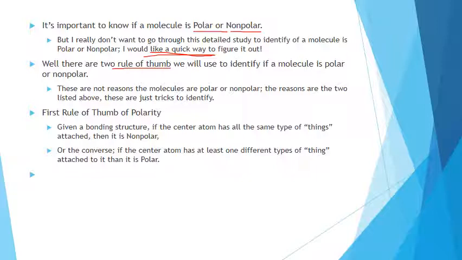All right. So we're going to have two rules of thumb here. These are not reasons, or these do not determine if a molecule is polar or nonpolar. These just tell you how to identify. Okay. So in the last slide, it told you how to determine. These tell you how to identify. So the first rule of thumb of polarity, if you're given the bonding structure, like we've been doing in the last couple slides: if the center atom has all the same things attached to it, it's nonpolar. If it has at least one different type of thing attached to the center atom, then it's polar.